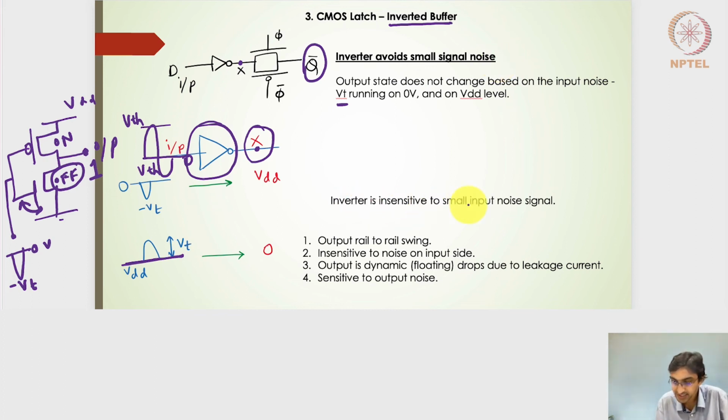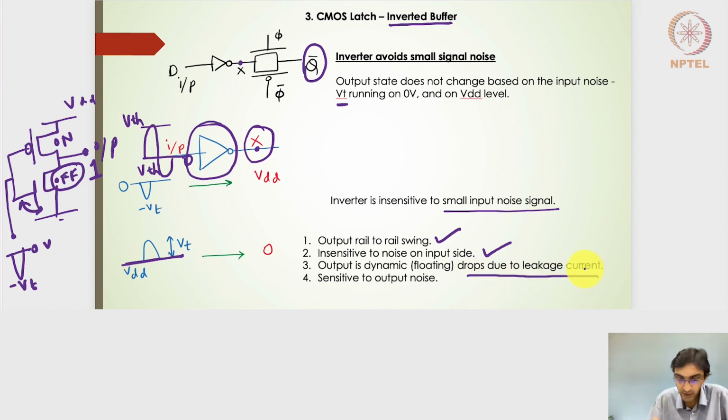So the inverter is insensitive to the small input noise signal. Because of the transmission gate, the output rail-to-rail swing is achieved. It is insensitive to the noise on the input side because of this particular inverter. And the output still is dynamic, floating, and it can drop due to the leakage current.